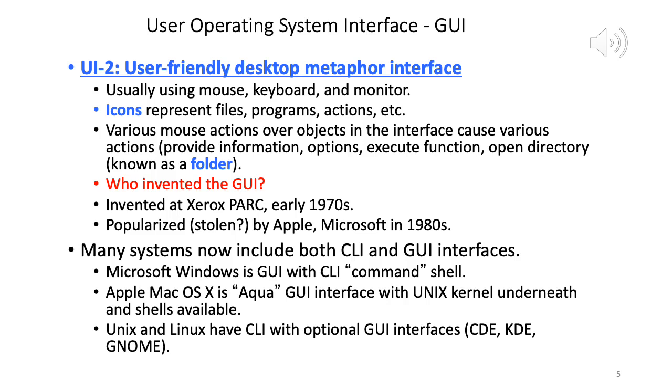So many systems now include both command line and GUI. Whether you take Linux or Windows or even Mac, they provide both options. You have the graphical user interface and you have the command line interface as well. Microsoft Windows is a GUI with a CLI command shell. Apple's Mac OS X is the Aqua GUI interface with a Unix kernel underneath and different shells or CLIs available. Unix and Linux have CLIs with optional GUI interfaces, CDE, KDE, GNOME, and so on. Okay.